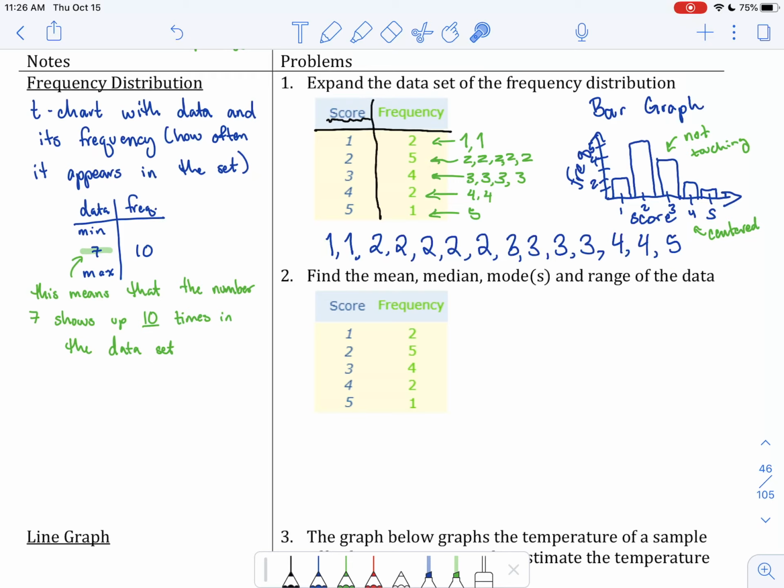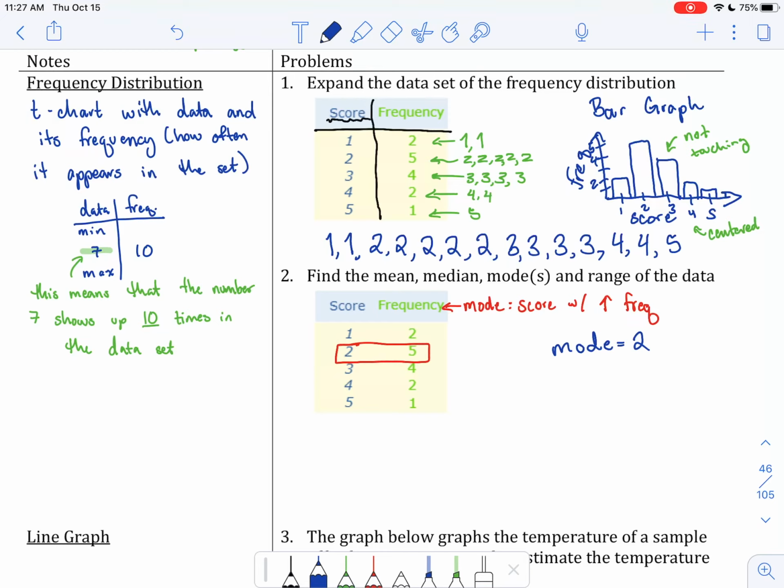Like before I expand it out, I can already look and find my mode, because my mode is just the most frequent. So if I look here, mode is the score with the most frequency, so the highest frequency. Now in this case, the highest frequency is 5, so our mode is 2. Just makes it a little bit easier, like so.